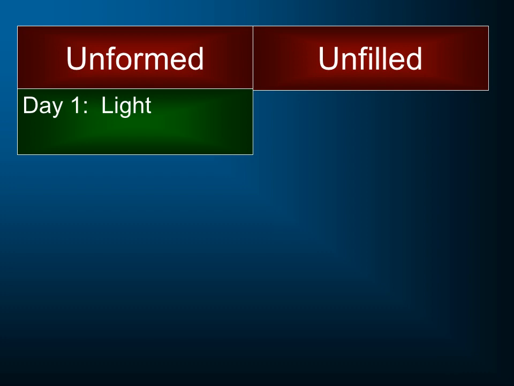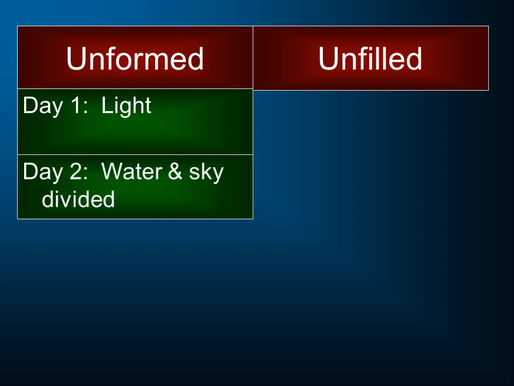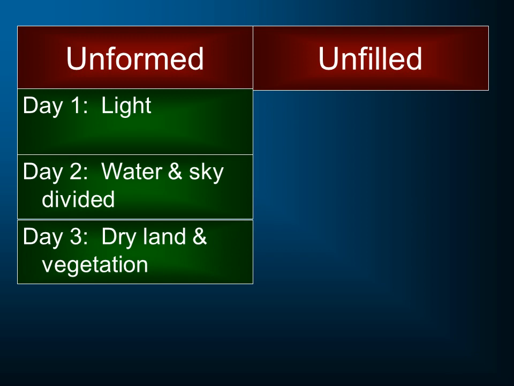And then the rest of the chapter, for example, on day one, we have the bringing forth of light. God said, let there be light, and there was light, and there it is. In day two, there is the water versus the sky, which are now divided. Everything is water, and now there's waters above the expanse, above the sky, and waters below the expanse: clouds up there, water down here. On day three, we have dry land and vegetation.